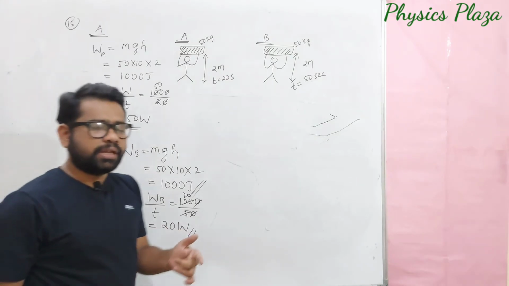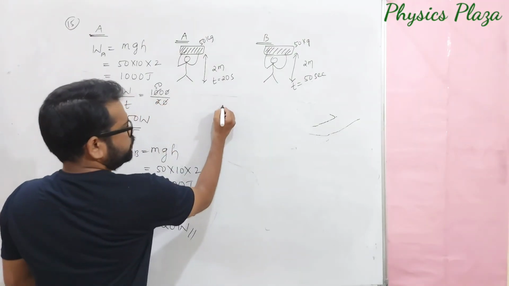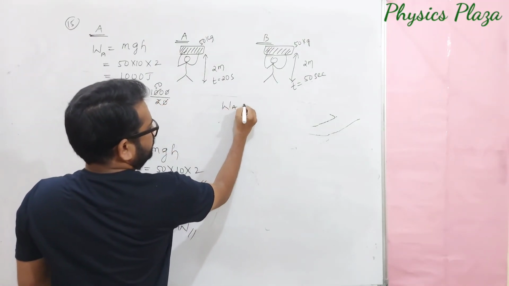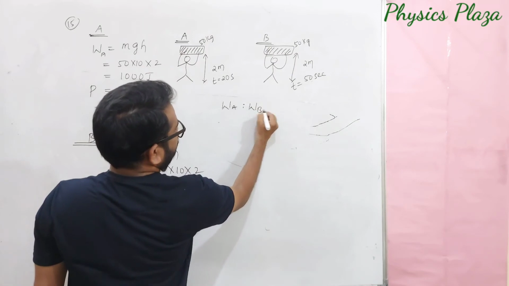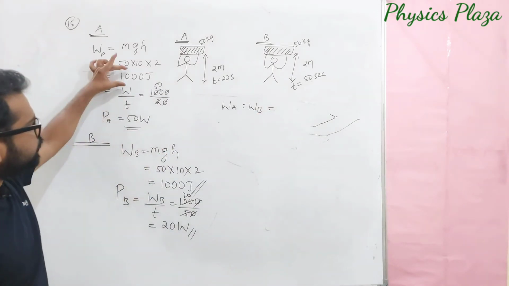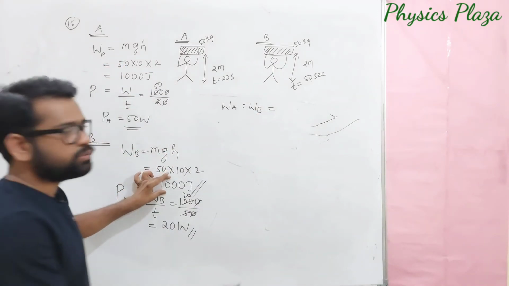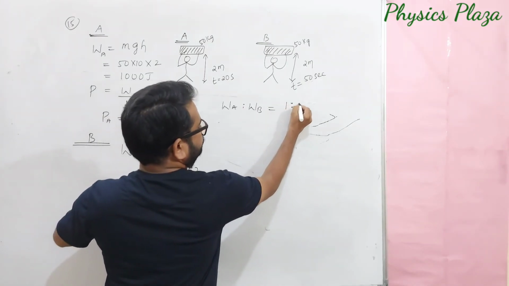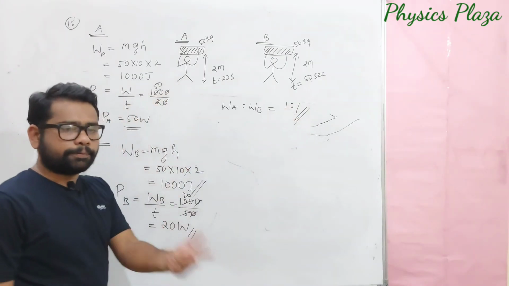Now we need to calculate the ratios of work done. Ratios of work done, that is WA is to WB is equal to, children, same work done, 1000 and 1000. So it is 1:1 only. So both are doing the same work.